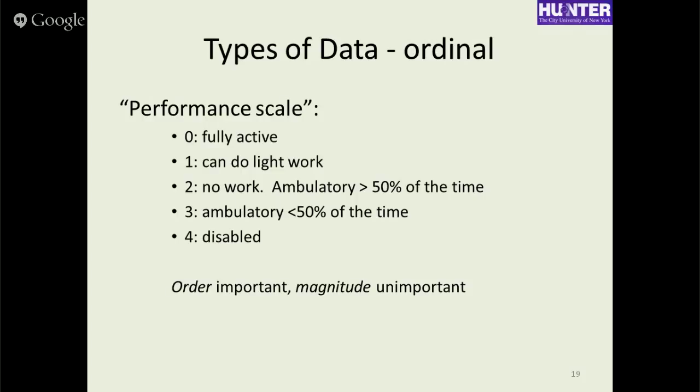So the order is important, but the magnitude is not. The difference between 0 and 2 here is not the same as the difference between 2 and 4. So subtraction doesn't make any sense, multiplication doesn't make any sense, only the order matters. As an example of that, another type of ordinal data would be people's rank in a running race. You might have your first and second place finishers in a photo finish almost the same, and then your third runner is way, way back. So the difference between 1 and 2 is not the same as the difference between 2 and 3, but the order is there.